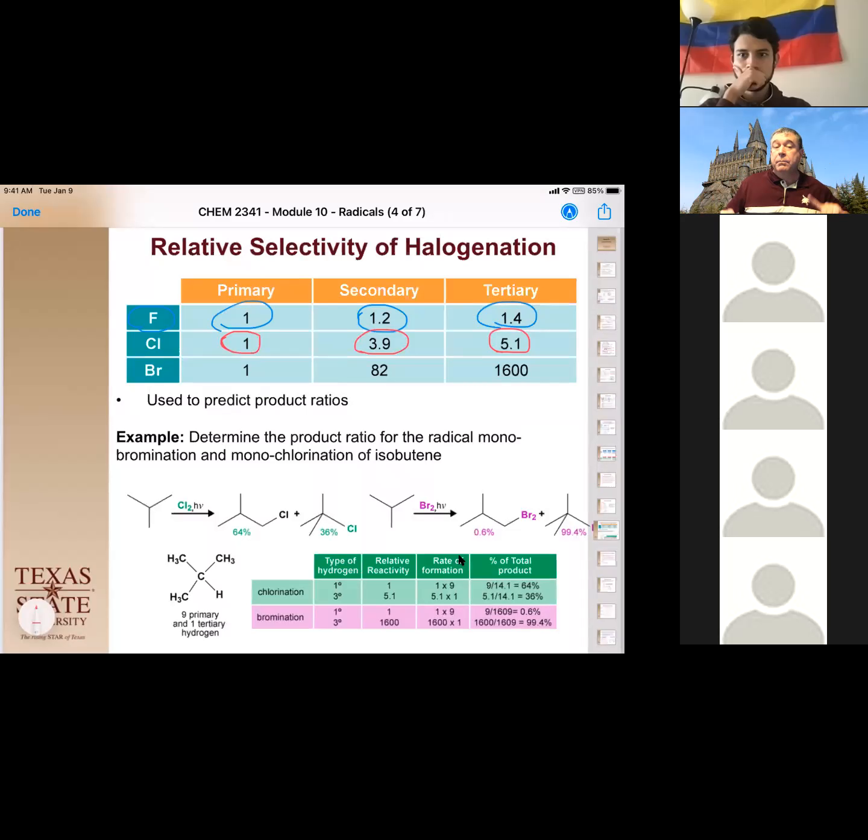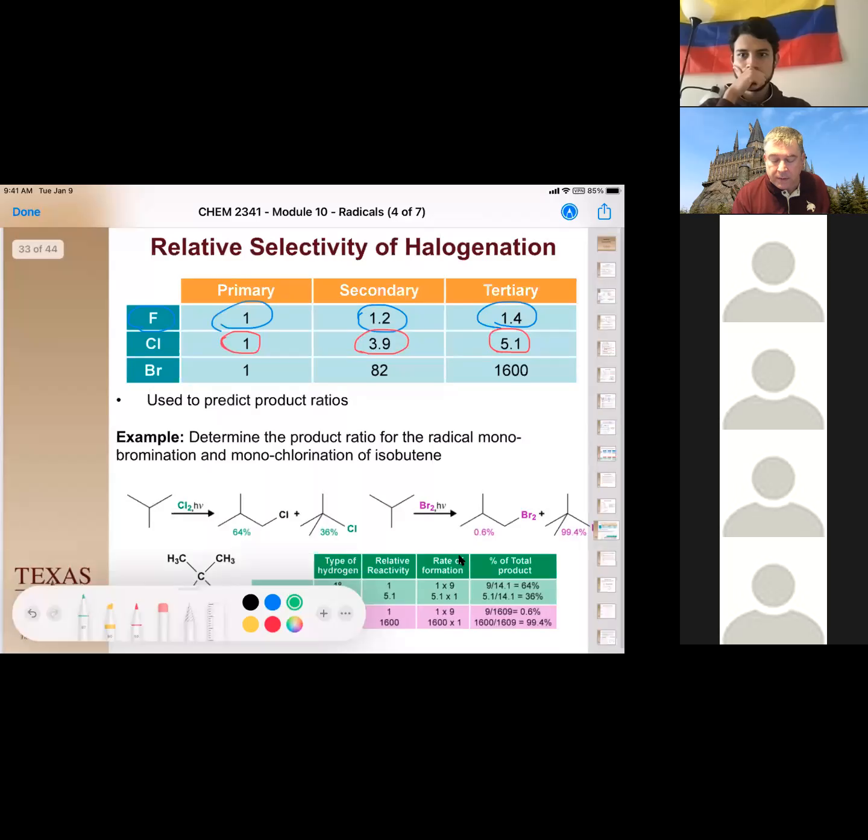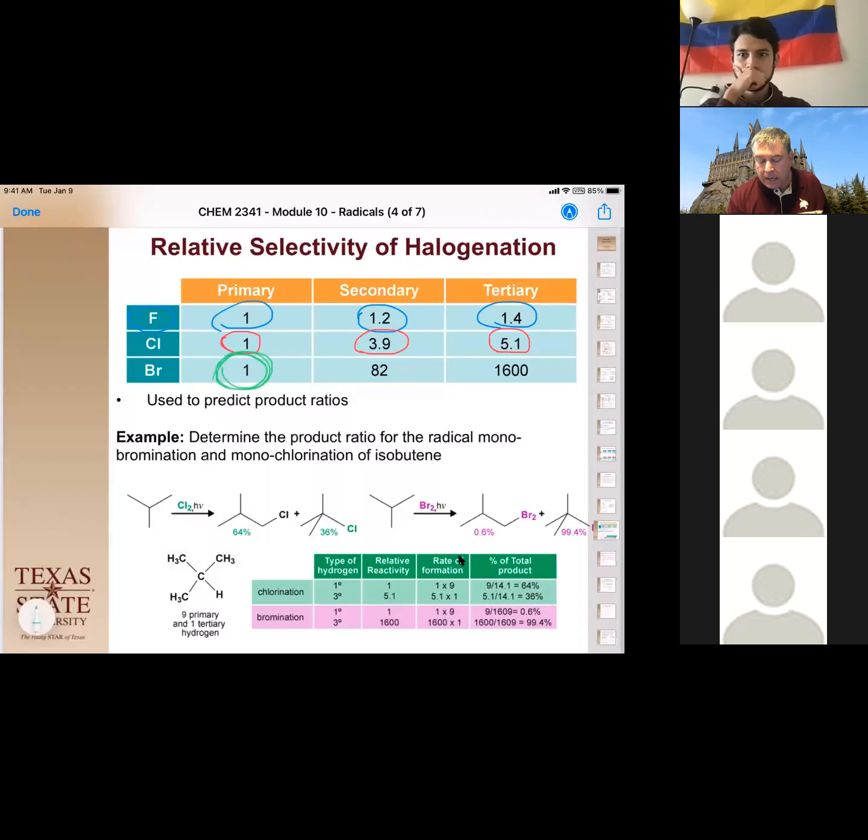Now bromine, because that is an endothermic reaction, we see a much bigger difference here. So in the bromine, if we take that primary one as 1, it's 82 times faster to take off that secondary and 1,600 times faster to take off that tertiary. Okay, so what does that mean? Okay, so these are the selectivity ratios relative to the different halogens.